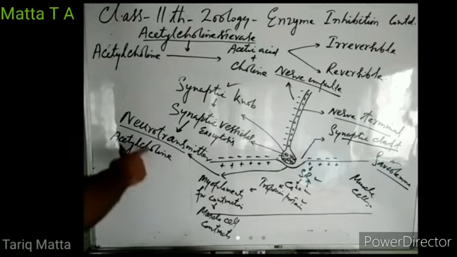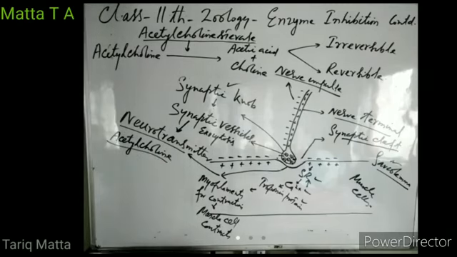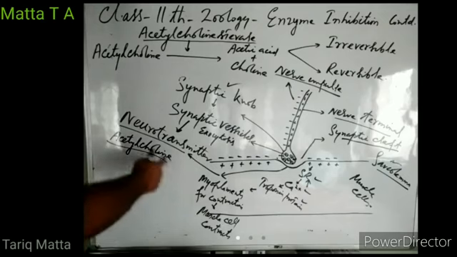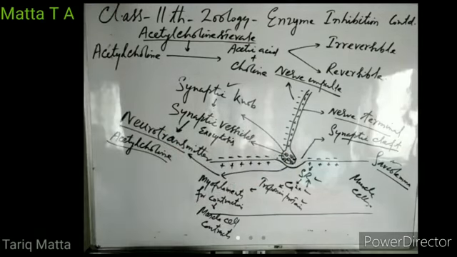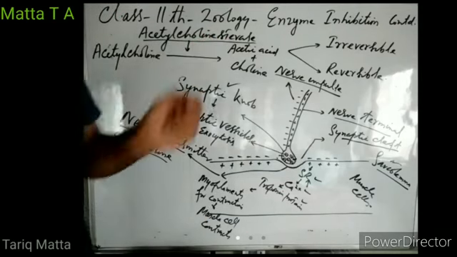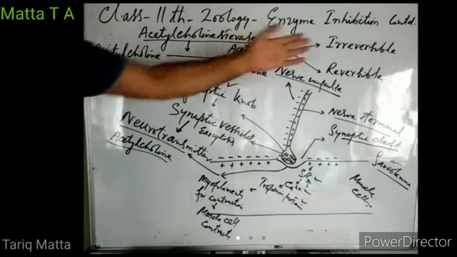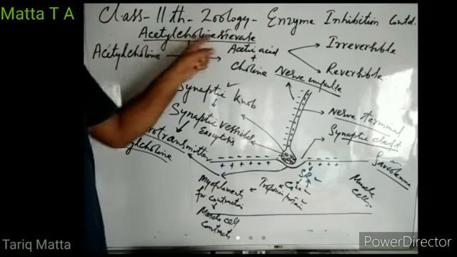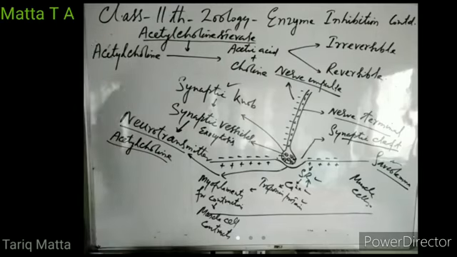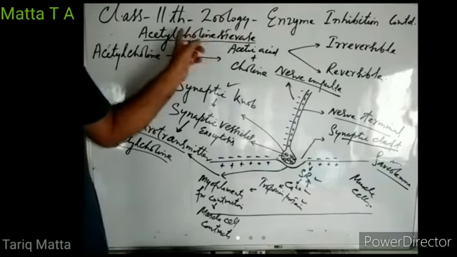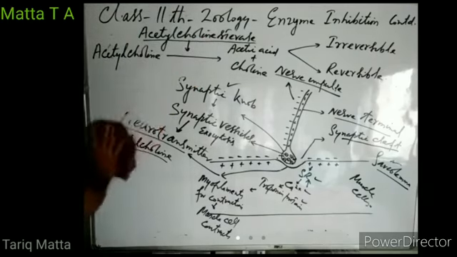Contraction was stimulated by acetylcholine neurotransmitter. But if the muscle has to relax, then this acetylcholine must be removed from the synaptic cleft so that muscle can relax, right? Now, there is an inhibitor molecule which causes irreversible inhibition of this enzyme, acetylcholine esterase. What is that inhibitor molecule?